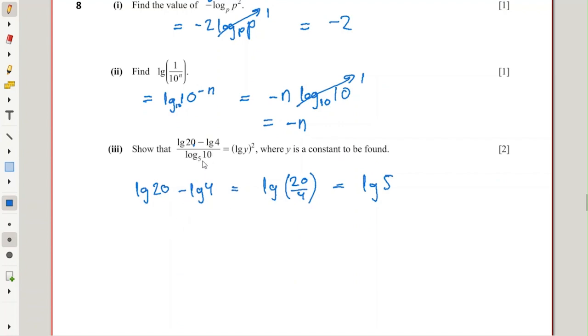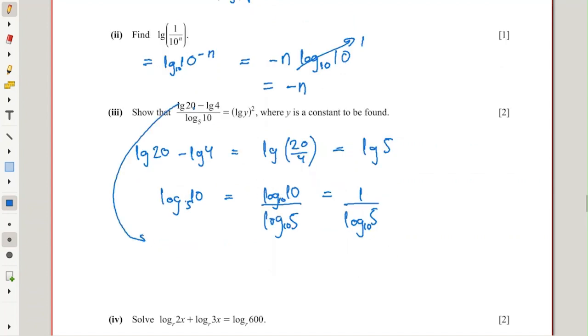And for the denominator is this one. Okay, so we can change the base here to base 10, right? And it's the same as logarithm, then you bring the argument over the base. We are changing to what base? Base 10. So I put 10 here, 10 here. So this is the same as 1 over log 5 to the base 10.